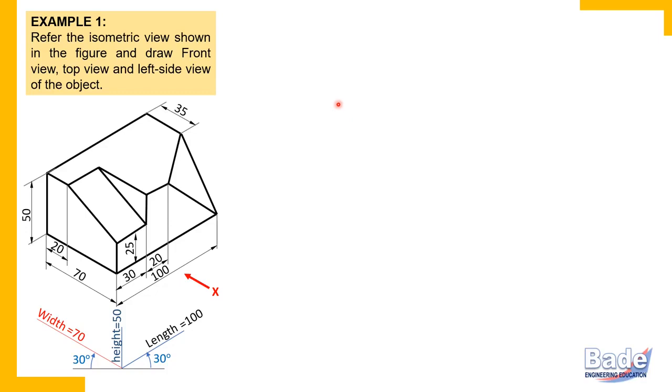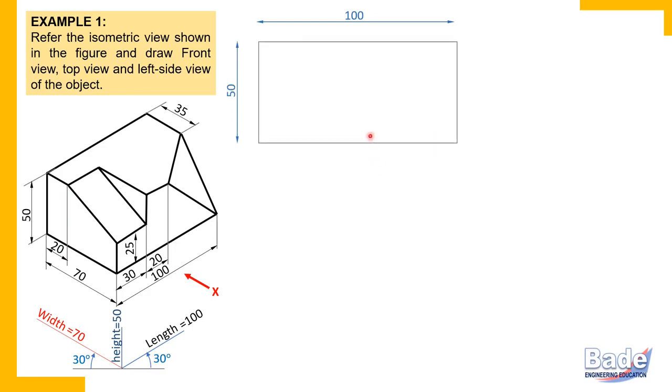Orthographic views are two-dimensional views. In the front view, you get length horizontally and height vertically. So first of all, check what the overall length and overall height of the object are: height is 50 and length is 100. Use these dimensions. Remember, in the front view, width does not appear. So focus on length and height and simply complete a rectangle. The length is 100 millimeters, the height is 50 millimeters. So with these dimensions, draw a rectangle.